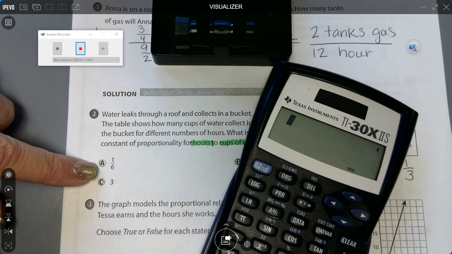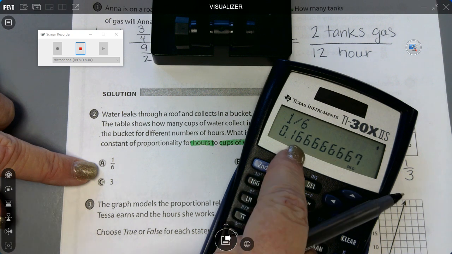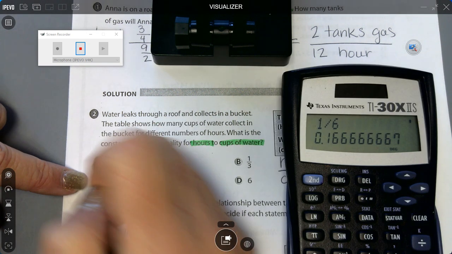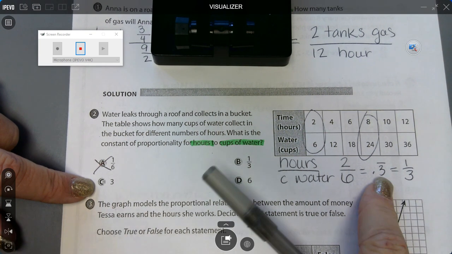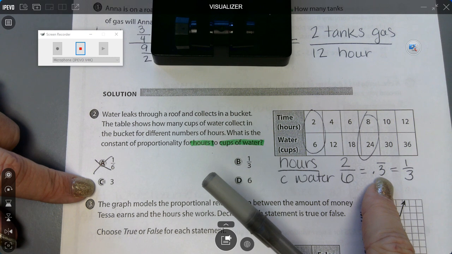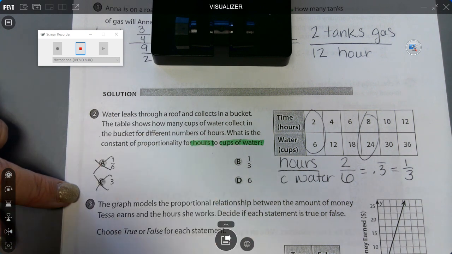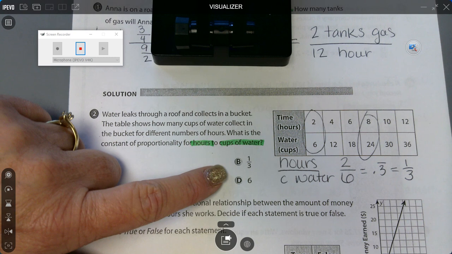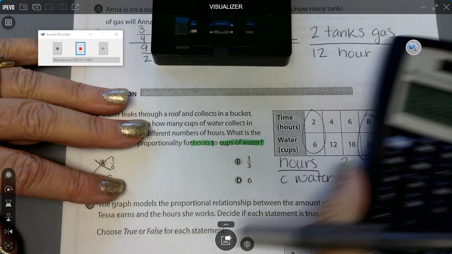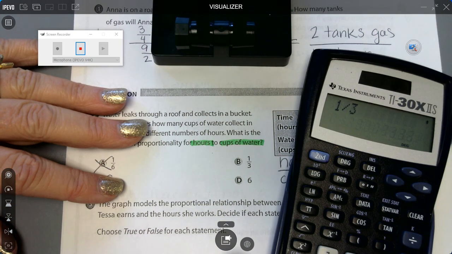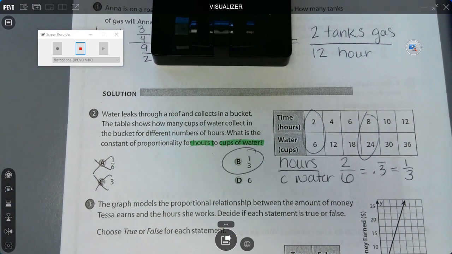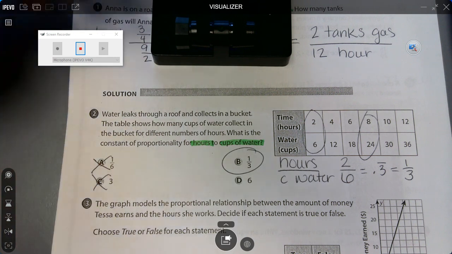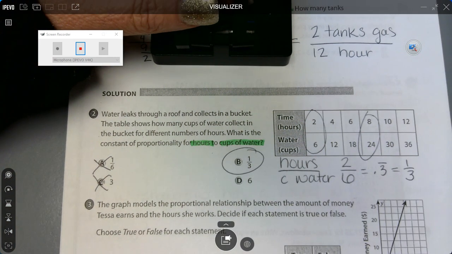Pay attention, please. 1 divided by 6, that's not 0.3 repeating, so it can't be A. C is a whole number, but this is not a whole number. This is a decimal, so it cannot be C. B is 1/3. 1/3 as a decimal, 1 divided by 3, bingo. There it is. So our answer is 1/3. Okay? All right. Okay?